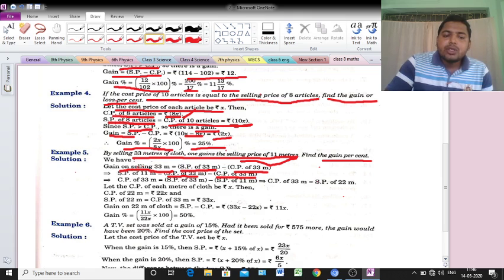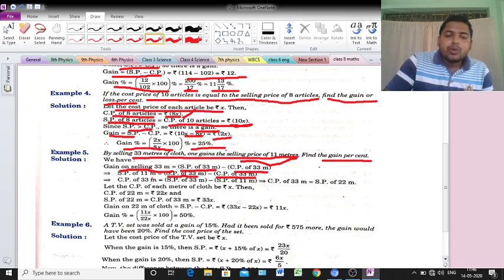Only changing here, which one is changing? That left hand side: gain on selling 33 meter equal to what? SP of 11 meter. Why is this one written? Because here in the question it is already mentioned: selling 33 meters of cloth gains the selling price of 11 meters. When these two are equal, that's why gain on selling 33 meter equal to SP of 11 meter is written in the second line. Clear?